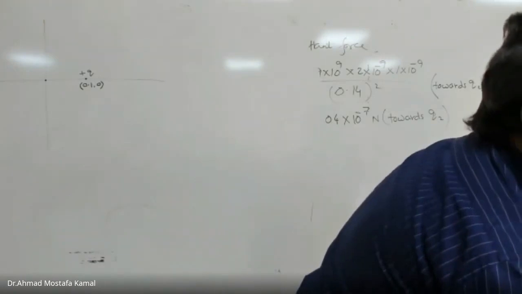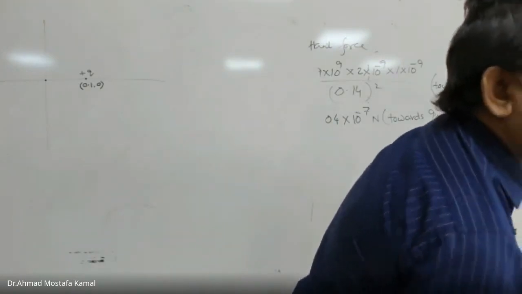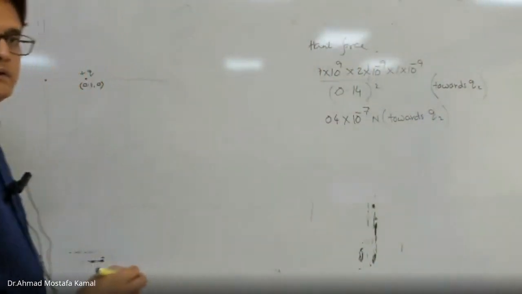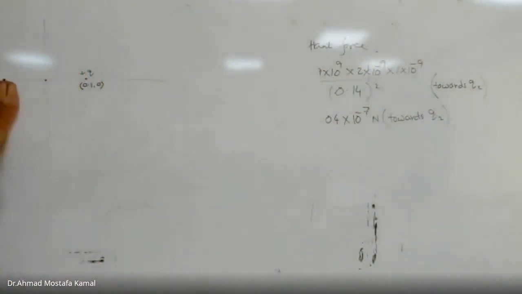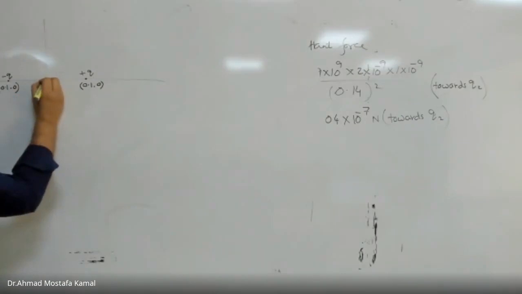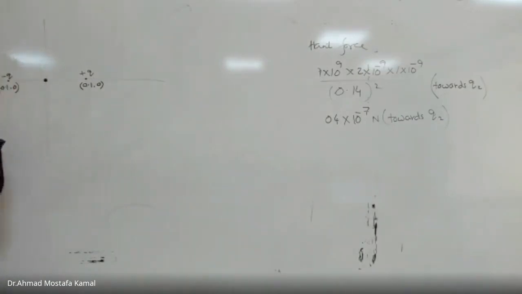A positive charge is fixed here, yes, and a negative charge is fixed at x equal to -0.1, y equal to 0. A negative charge, minus q, is placed at minus 0.1 and 0. Okay, and you have to find out the field at origin. This is the point of calculation.